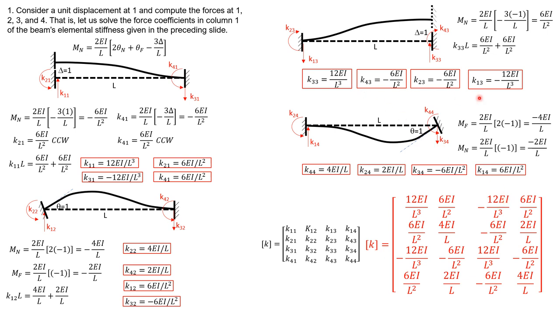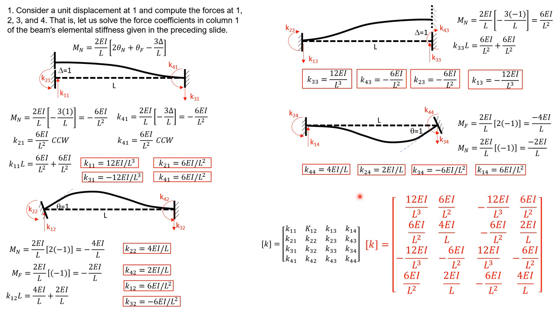K13 is negative 12EI over L cubed. K23 is negative 6EI over L squared. Check. This is K33, which is 12EI over L cubed. Check. K43, which is negative 6EI over L squared. Check. Then this is K14, which is 6EI over L squared, check. K24, 2EI over L, check. K34, negative 6EI over L squared, check. Then K44, 4EI over L, check.